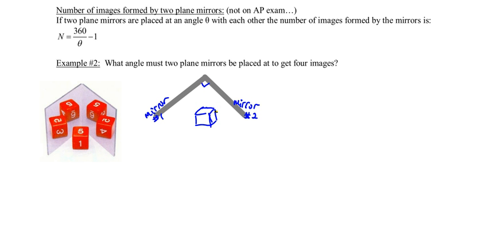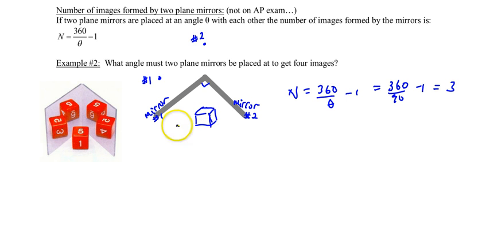And we would find that if it was at a 90 degree angle, you can plug it in over here and see n is equal to 360 divided by theta minus 1. So 360 divided by 90 minus 1, and that will give you basically three images. So that means that you would get an image over here, number one image. You would get an image over here, number two. This would be due to the two reflections that you get from two surfaces. And then you also get another image here, number three.